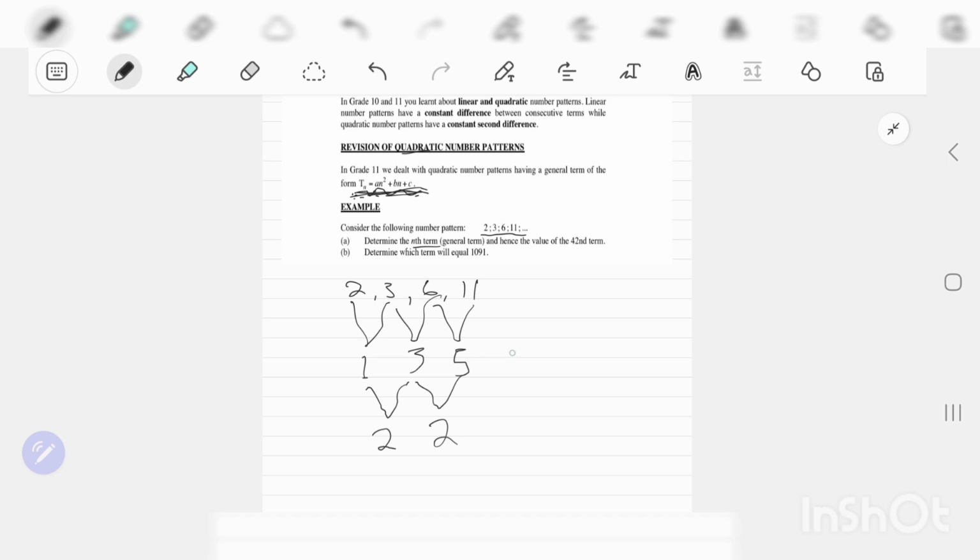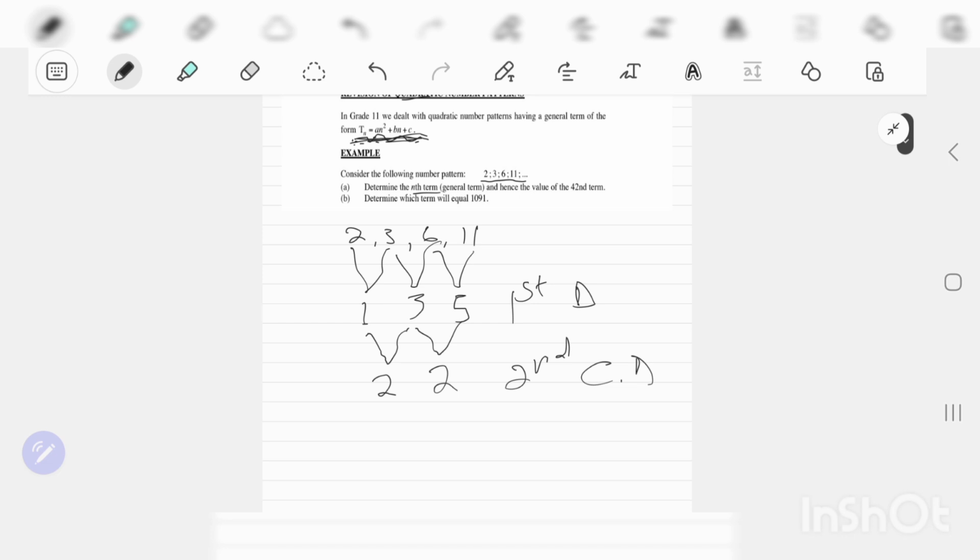Remember, this is your first difference, which is not constant, and this one is your second difference, which is constant. We're going to use this information to find the values of A, B, and C. So please, this is what you do, people.